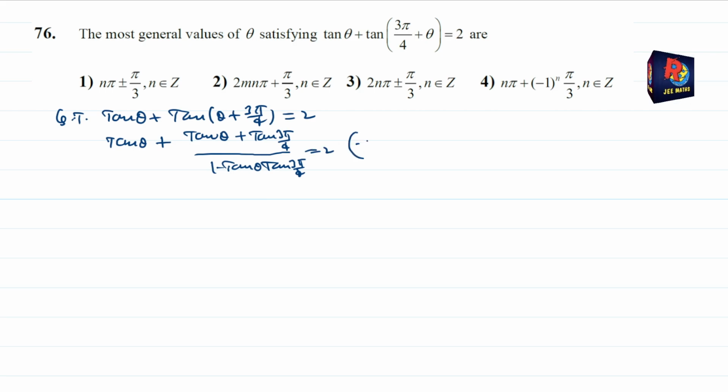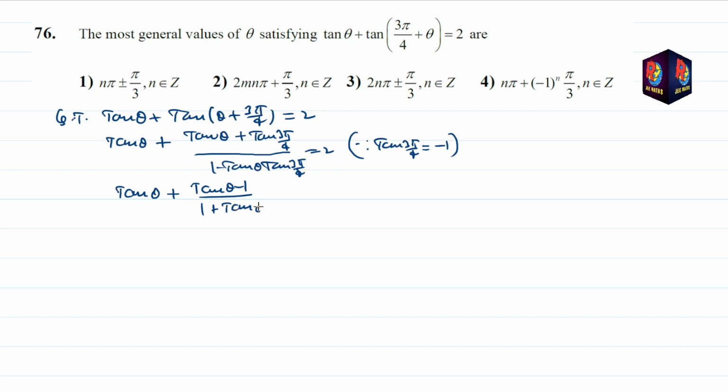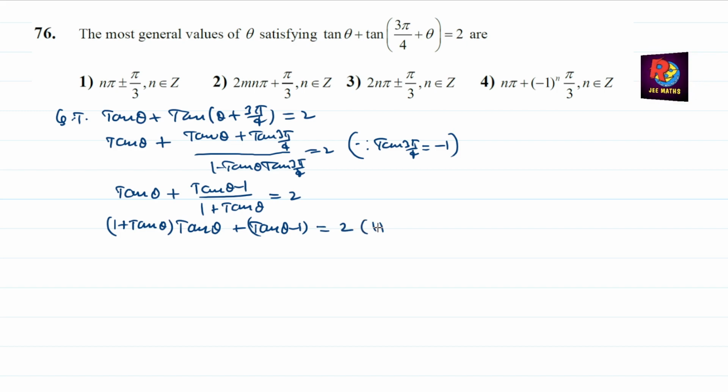But here you can observe, we know that tan 3 pi by 4, 3 pi by 4 means 135 degrees, will be negative, minus 1. So if I substitute those values, tan theta minus 1 by 1 plus tan theta equals 2. If I cross multiply, 1 plus tan theta into tan theta minus 1 is equal to 2 into 1 plus tan theta.